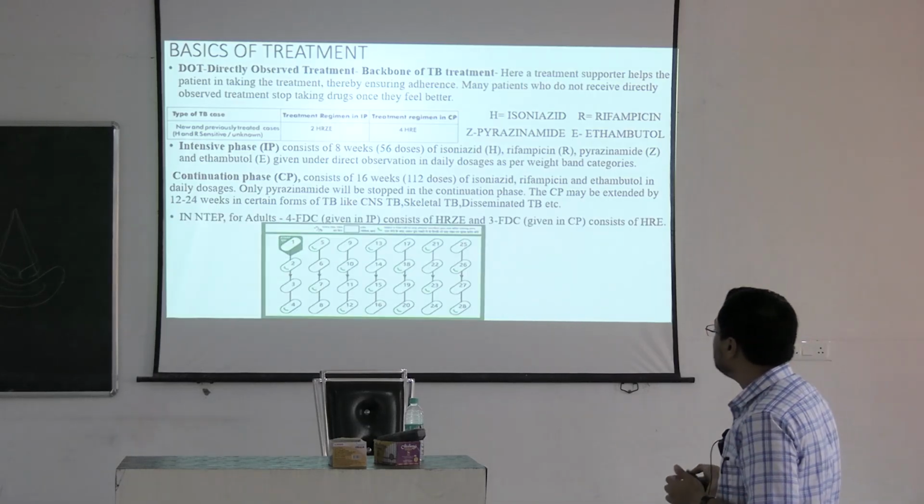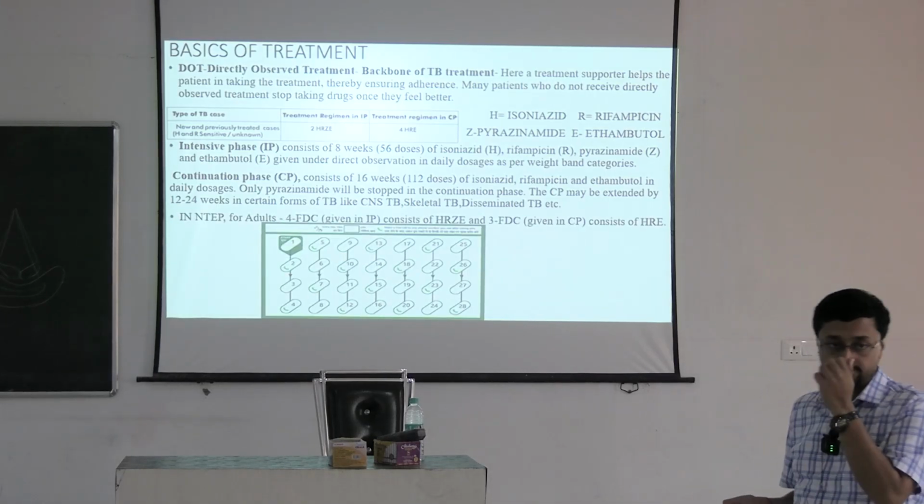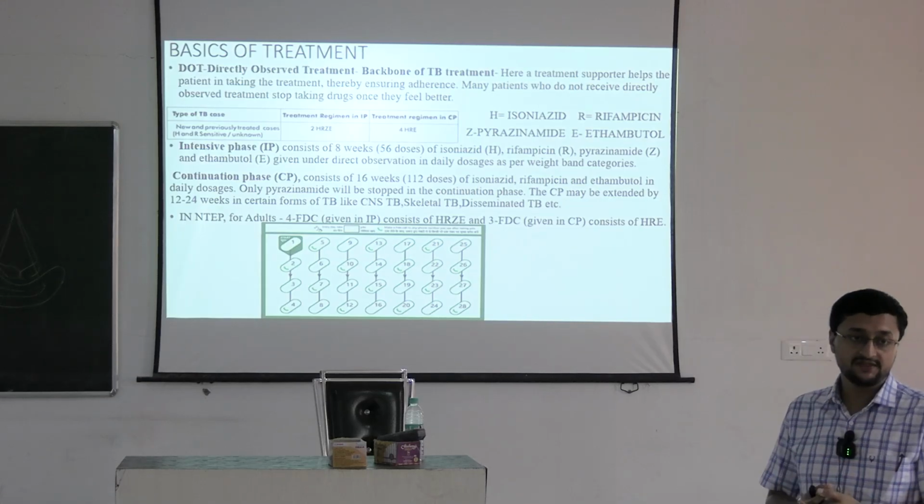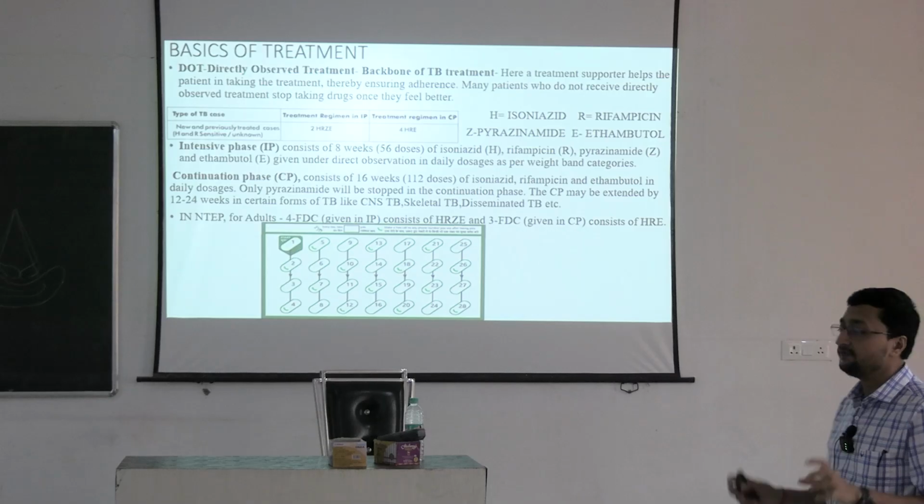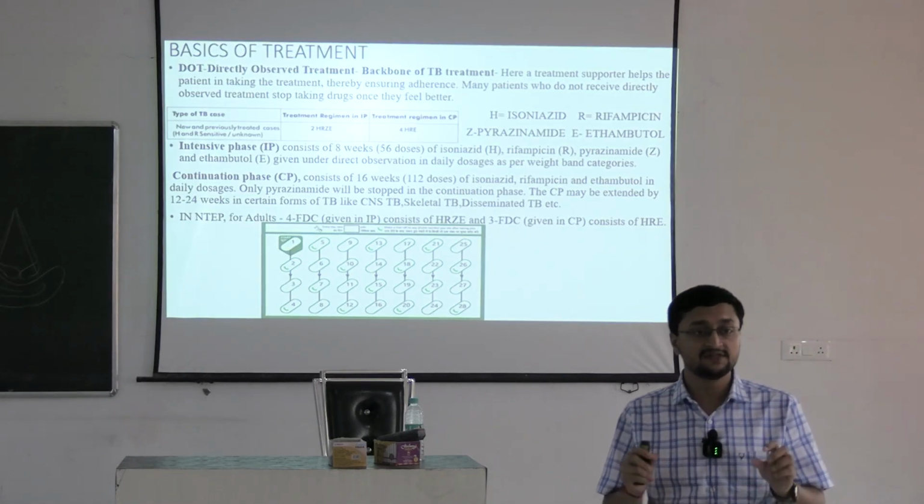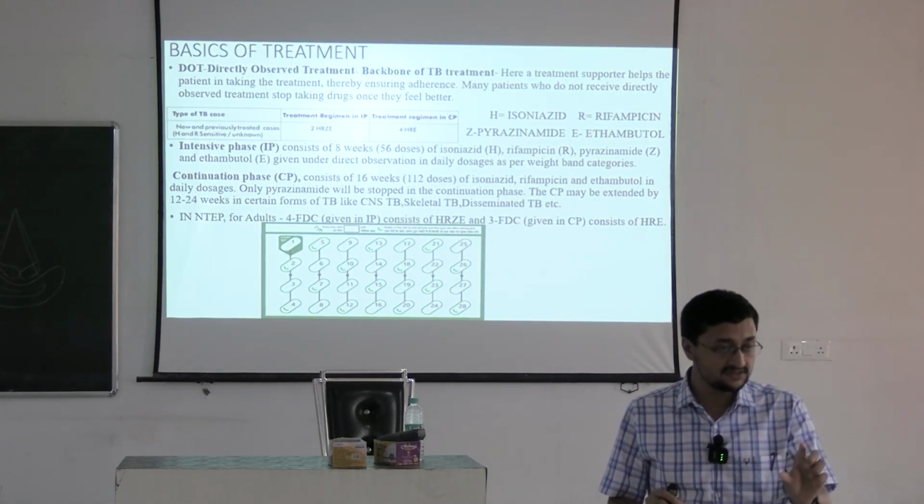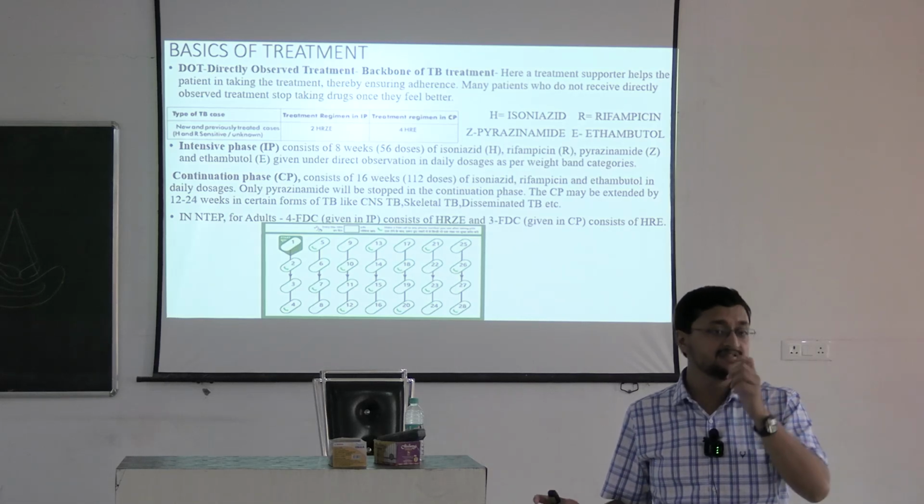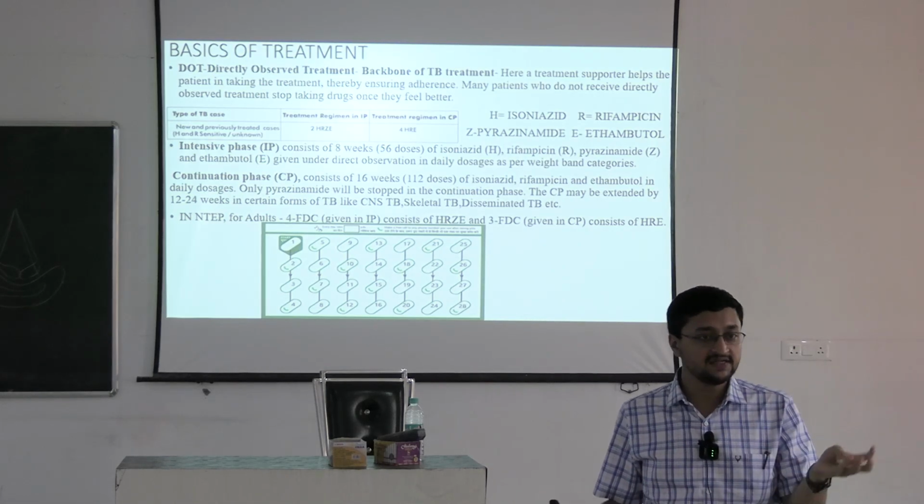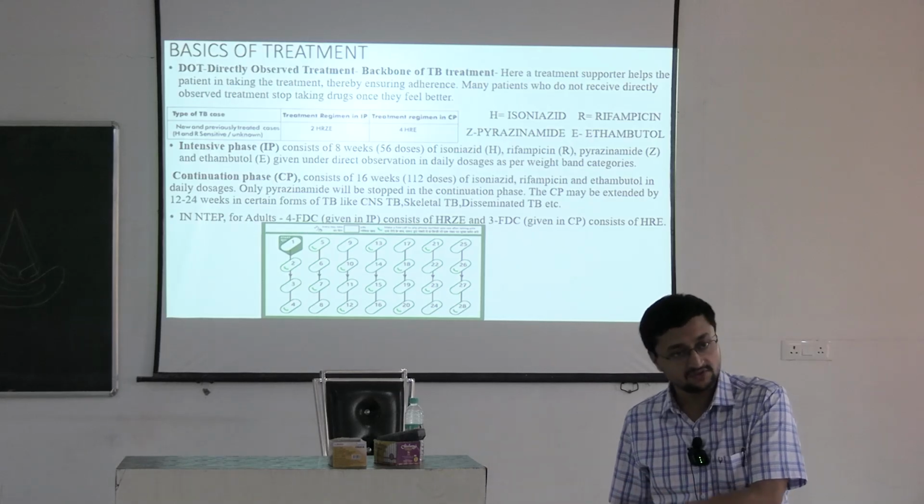So this is the packet of DOTS therapy, anti-TB drug therapy. 4 FDC regimen, 4 FDC, that means fixed drug combination regimen, 4 FDC and 3 FDC. 4 FDC in IP and 3 FDC in CP, right? 4 means HRZE and 3 means HRE.